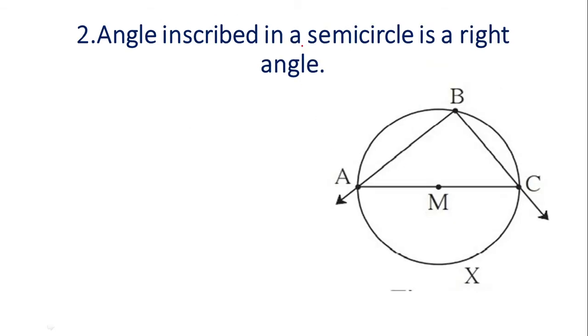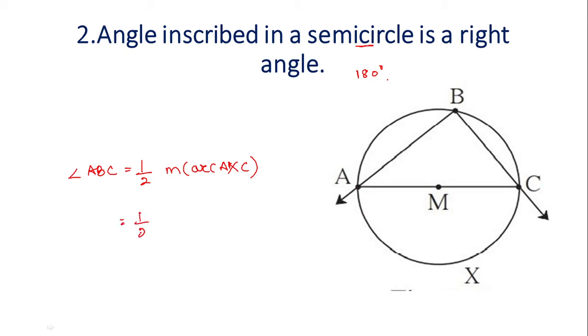The angle inscribed in a semicircle is a right angle. Again, everyone knows the measure of a semicircle. It is 180 degrees. And we know that an inscribed angle has a measure equal to half of its arc. Now let's talk about angle ABC. It is an inscribed angle. It should be half of measure arc AXC. Why? Now see children, AXC is a semicircle.